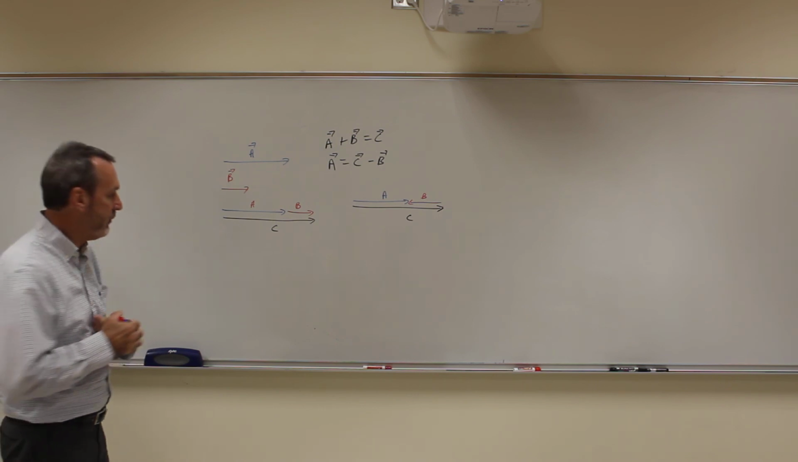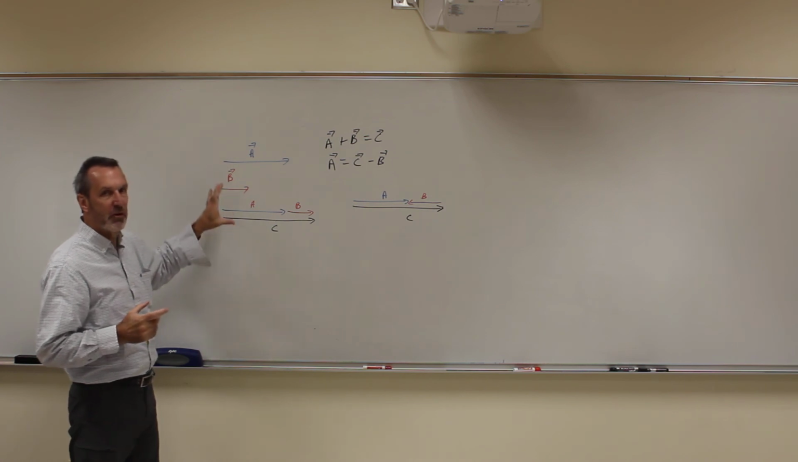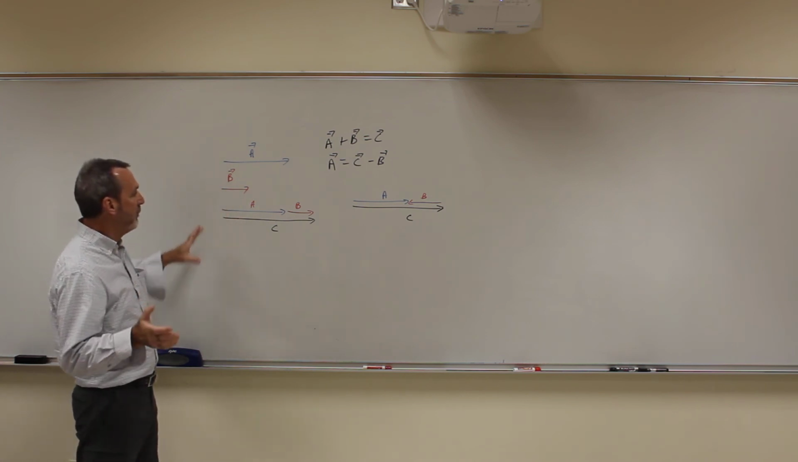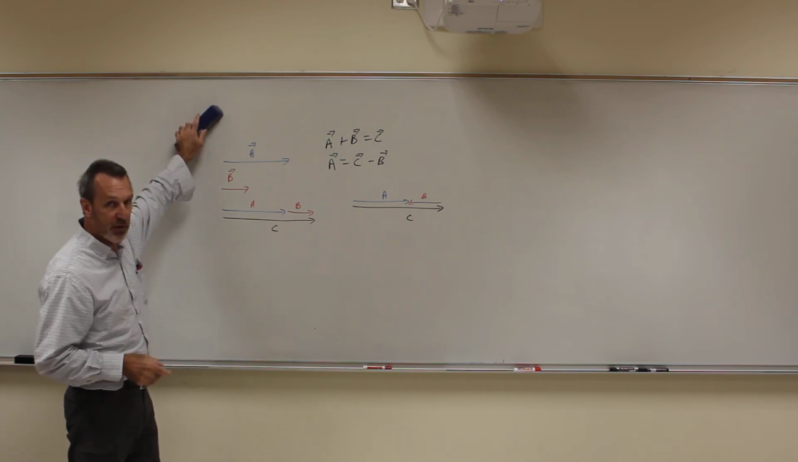All right. So that is a simple part of what we call graphical vector addition. In Chapter 3 we'll get into more arithmetic or trigonometry for adding vectors.